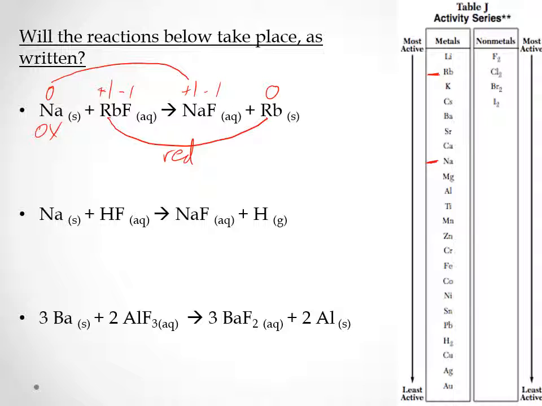So as this reaction is listed right here, this would not take place like this. These reactions would not happen. Sodium, because it's listed lower, would not be able to replace Rb and kick it out of this molecule. So that wouldn't make any sense.